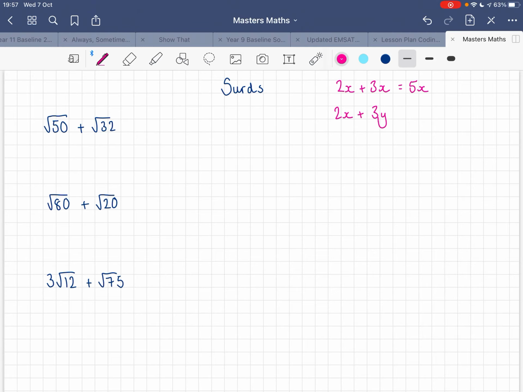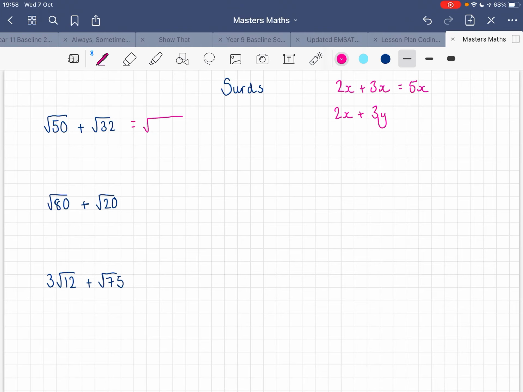So at the minute, they're not the same. We have the square root of 50 and the square root of 32. They're not the same. They're not like. So we can't add them up yet. What we do need to do is simplify the surds. So I'm going to rewrite both of them.